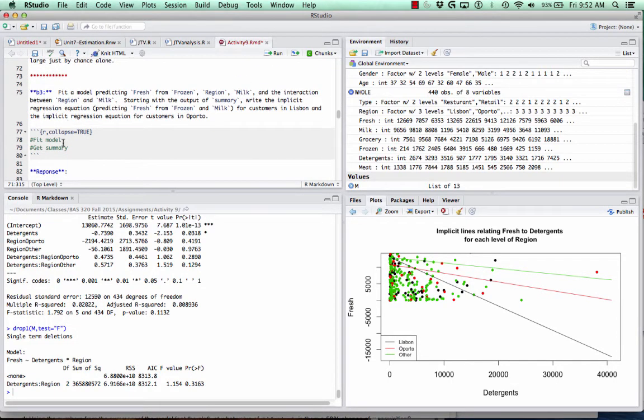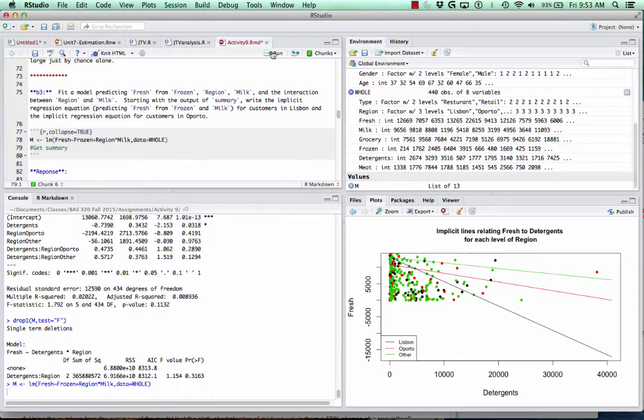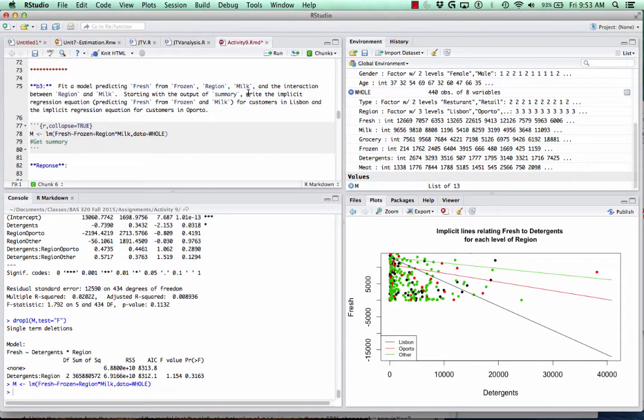All right, so B3 asks us to fit a more complicated model here, predicting Fresh from frozen, region, and milk. So I'll just type those out, frozen plus region plus milk, and the interaction between region and milk. I can go ahead and replace that plus sign by a multiplication sign and write out what data frame we're in. And we got this. And what we're asked to do is write out the implicit regression equations predicting Fresh from frozen and milk for customers in Lisbon and for customers in Oporto.